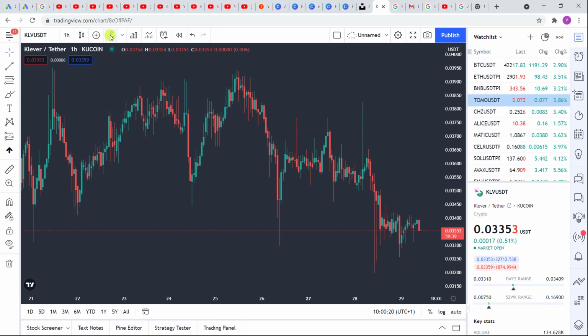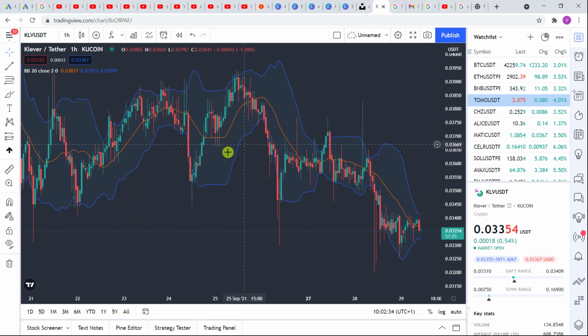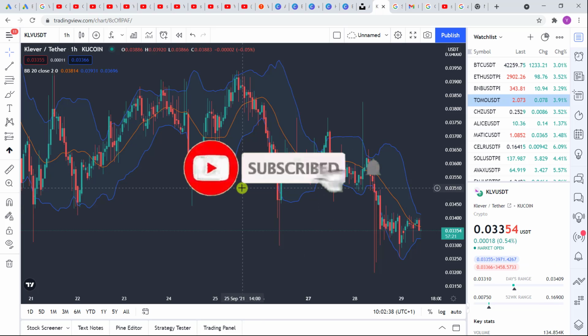To bring our Bollinger Band on it now, let's click on this indicator icon. Search for Bollinger Band. I already favorited it because I've used it before. So for the purpose of this lecture, I'm just trying to bring it back on the chart. So we have our Bollinger Band on our chart now. There are no other special settings we need to do.